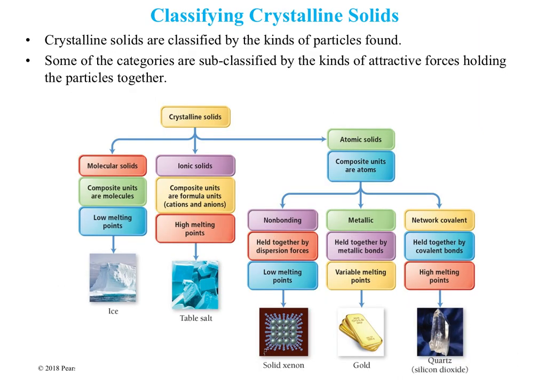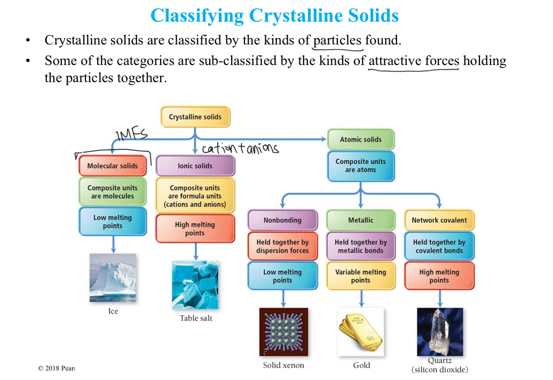How we classify crystalline solids depends on what kind of particles they are made out of. All crystalline solids are ordered, and after that, we classify them based on what kind of forces are holding the particles together. If it is made out of molecules held together by intermolecular forces, then those are going to be molecular solids. When it's made out of ions, a cation plus an anion, those are going to be ionic solids. And then atomic solids are made just of atoms.